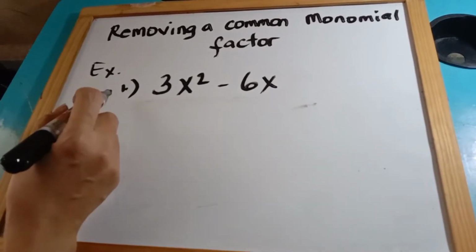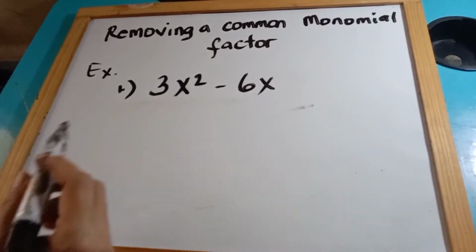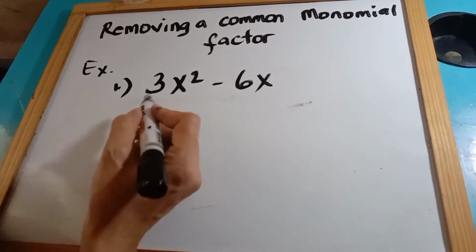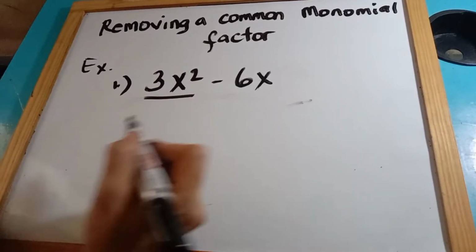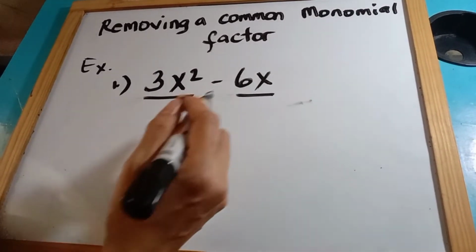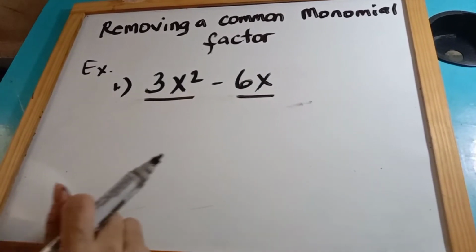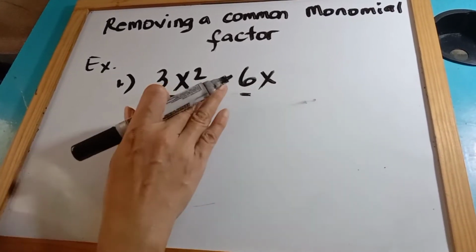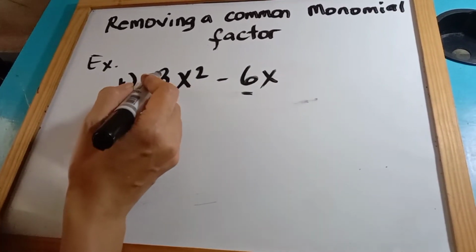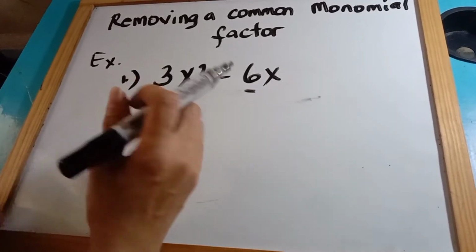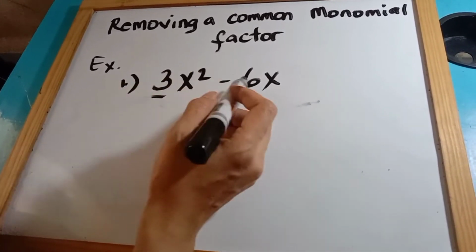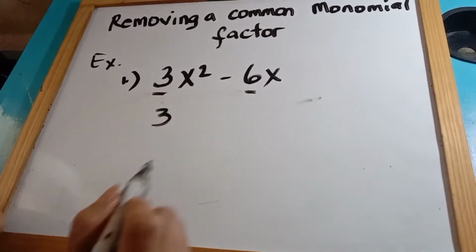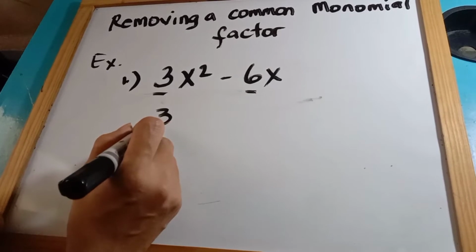So let's have an example number 1, 3x squared minus 6x. In this example, how many terms do we have? So we have 1, the 3x squared, and the 6x, negative 6x. So we have two terms in this mathematical expression. So first, let's take a look at their number. So 3 and 6. Ano yung common factor between 3 and 6? So if you will notice, they are both divisible by 3. So their common factor is 3.